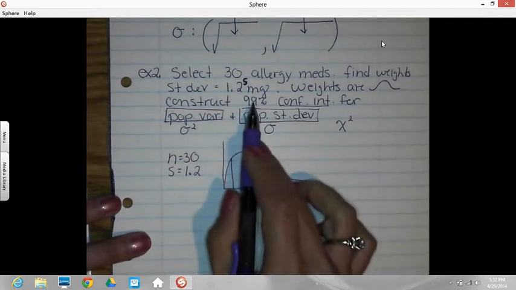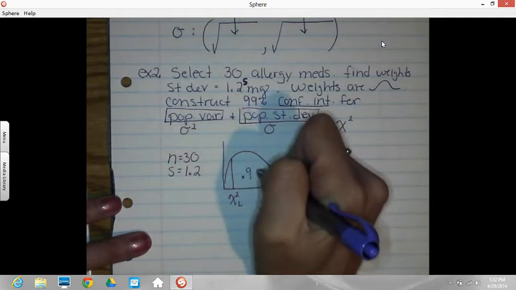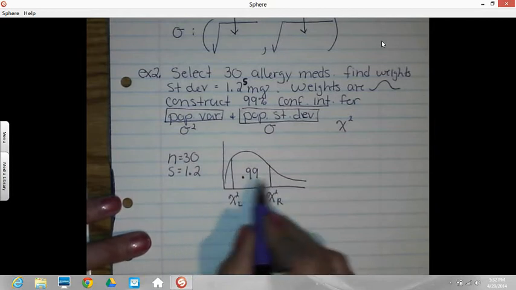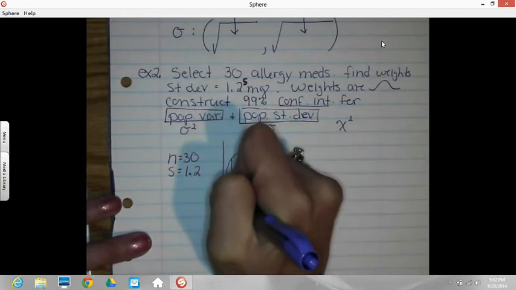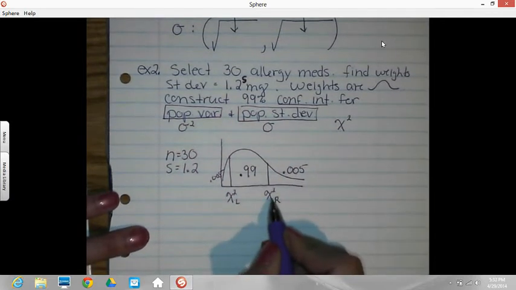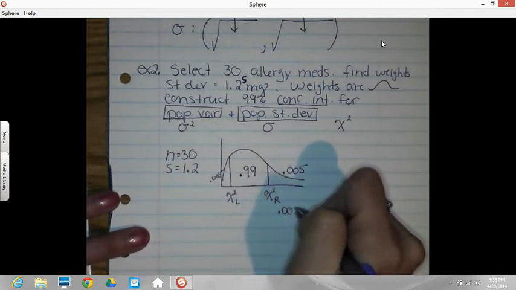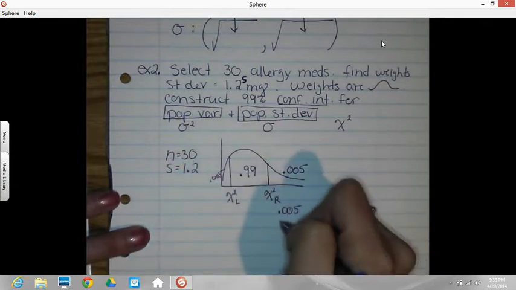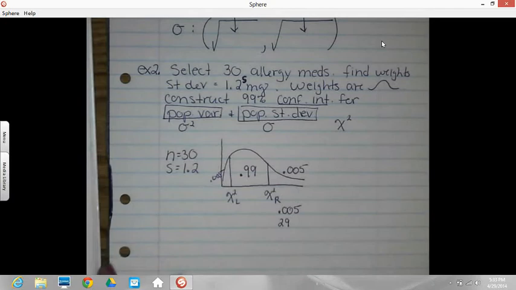We're doing a 99% confidence interval, so that's how much graph is between these two, 99%. I know I'm going to need what's in the tails, so that's 1% left over divided by 2. That gives me 0.5%. And the other one would be 0.005. So, when I go to the chi-squared table, remember we look up area to the right. So I'm going to look up the 0.005, and my degrees of freedom are going to be 1 less than the sample size, 29.